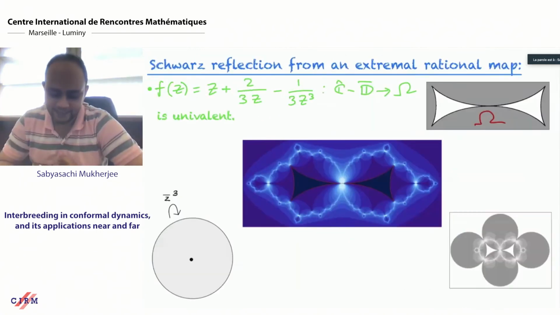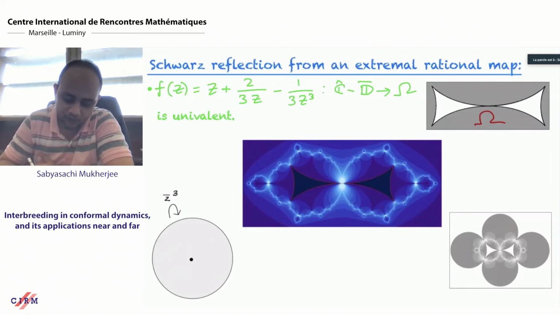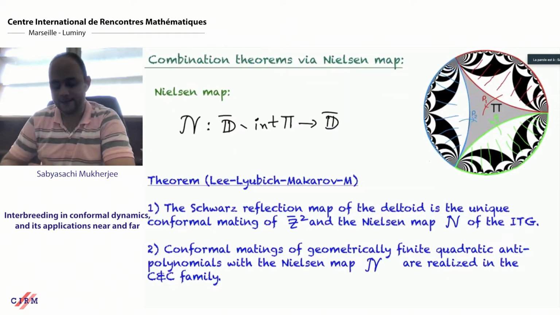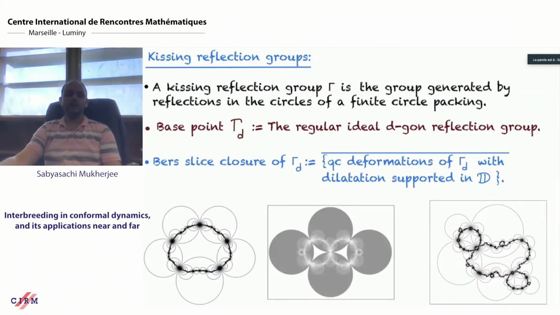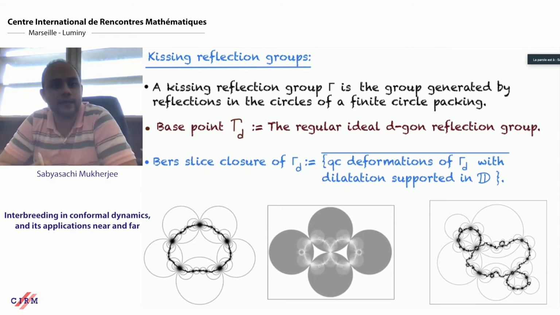What about this picture here? How do I describe the dynamics, or how do I describe a conformal model for the dynamics of this Schwarz reflection map on its escaping set? Now, before I do that, I need to figure out which class of groups I am working with. The class of reflection groups that are going to appear in this mating framework are the so-called kissing reflection groups.